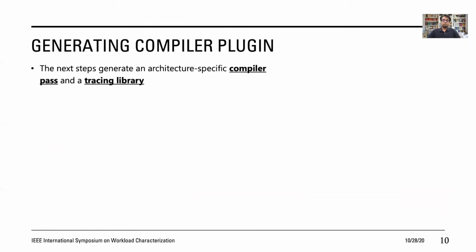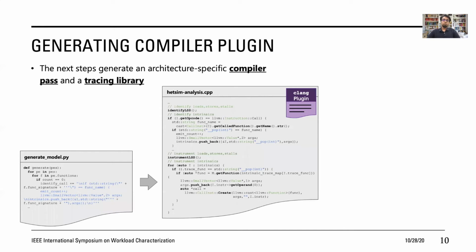The next steps are responsible for compiler pass generation and creating the tracing library itself. The compiler pass CPP file is generated by the generator script. Here, the red box performs code generation to identify primitives in the user code.